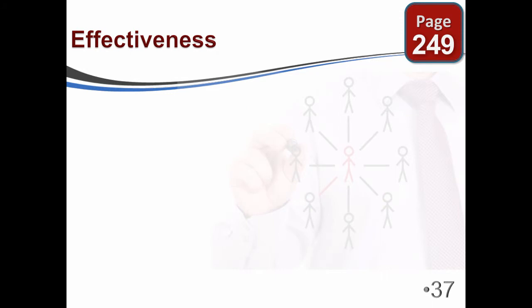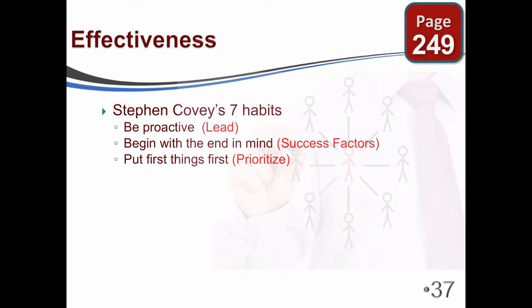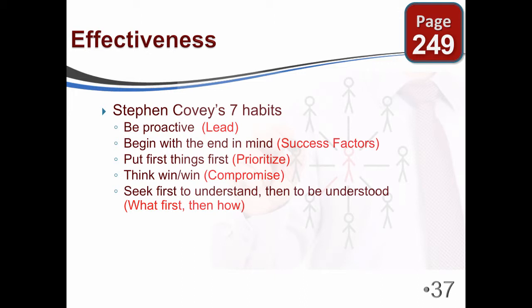Effectiveness was summarized by Stephen Covey's 7 Habits of a Successful Man. Those are extremely good habits to build, and I would encourage you to get into the book on page 249 and read the paragraphs about each one of those.